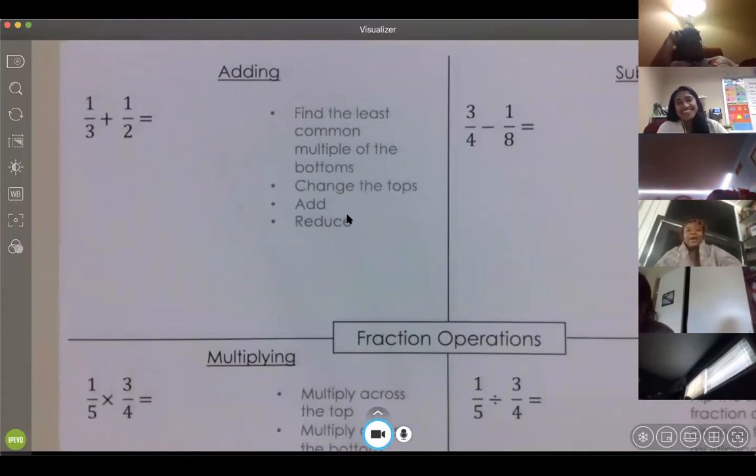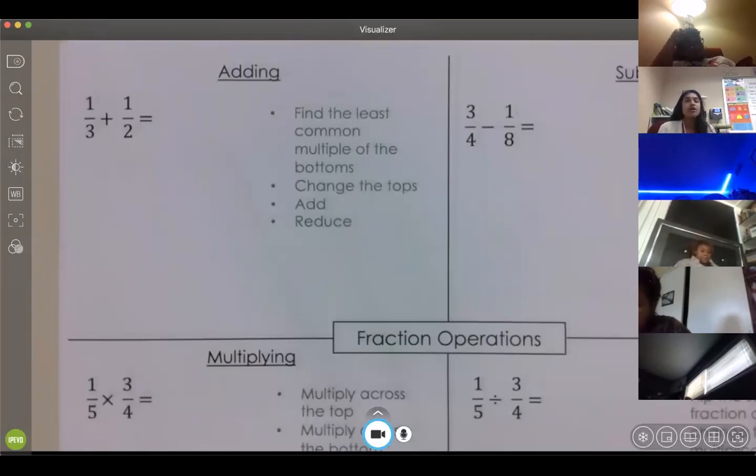I get it. All right, let's go ahead and talk about fraction operations. So we're adding, we're subtracting, we're multiplying, and we're dividing. The first one, adding: we find the least common multiple of the bottoms or the denominators. So just like we've done before, you want to find the smallest number that both denominators go into. Then you need to change the numerators accordingly. And then you keep the denominator and just add the numerators and then reduce if you can.